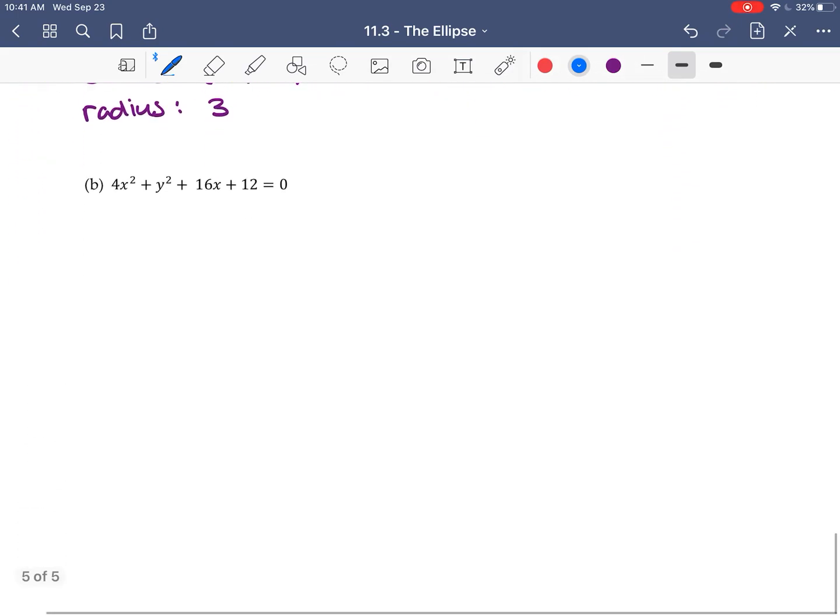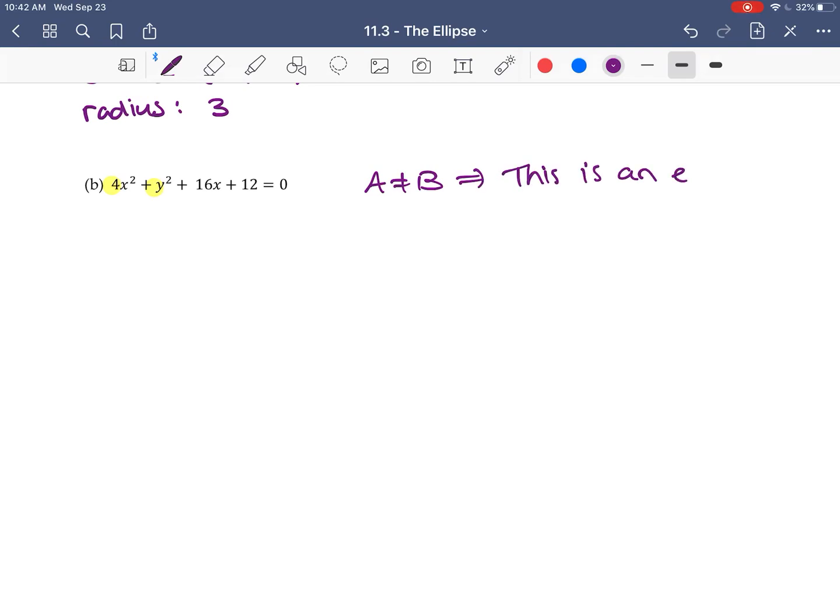Okay, in part B, now if we look at the coefficients in front of the x squared and the y squared, they're not equal. So A does not equal B, so this one is going to be an ellipse. Again, I'm going to just pull out the 4 from the x terms. So that's x squared plus 4x. We just have the y squared, no other y's. So I just need to complete the square here.